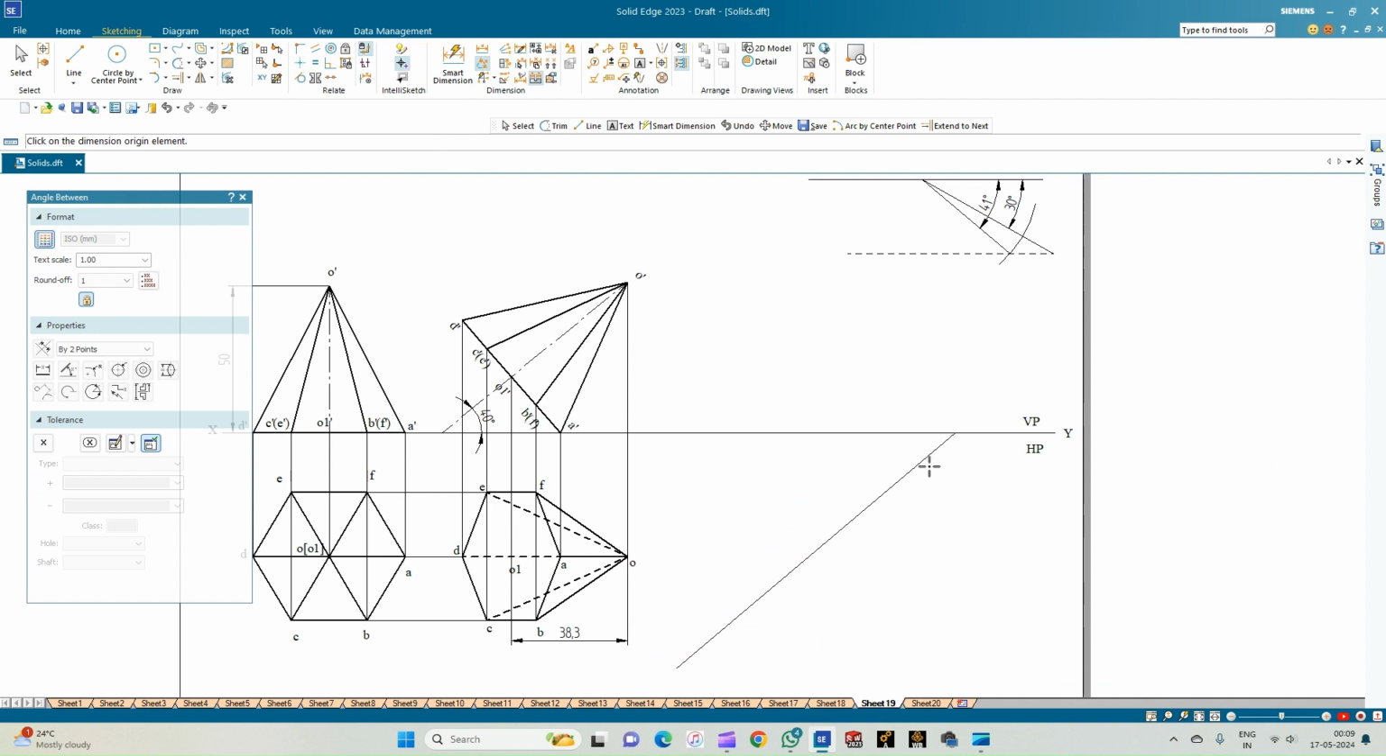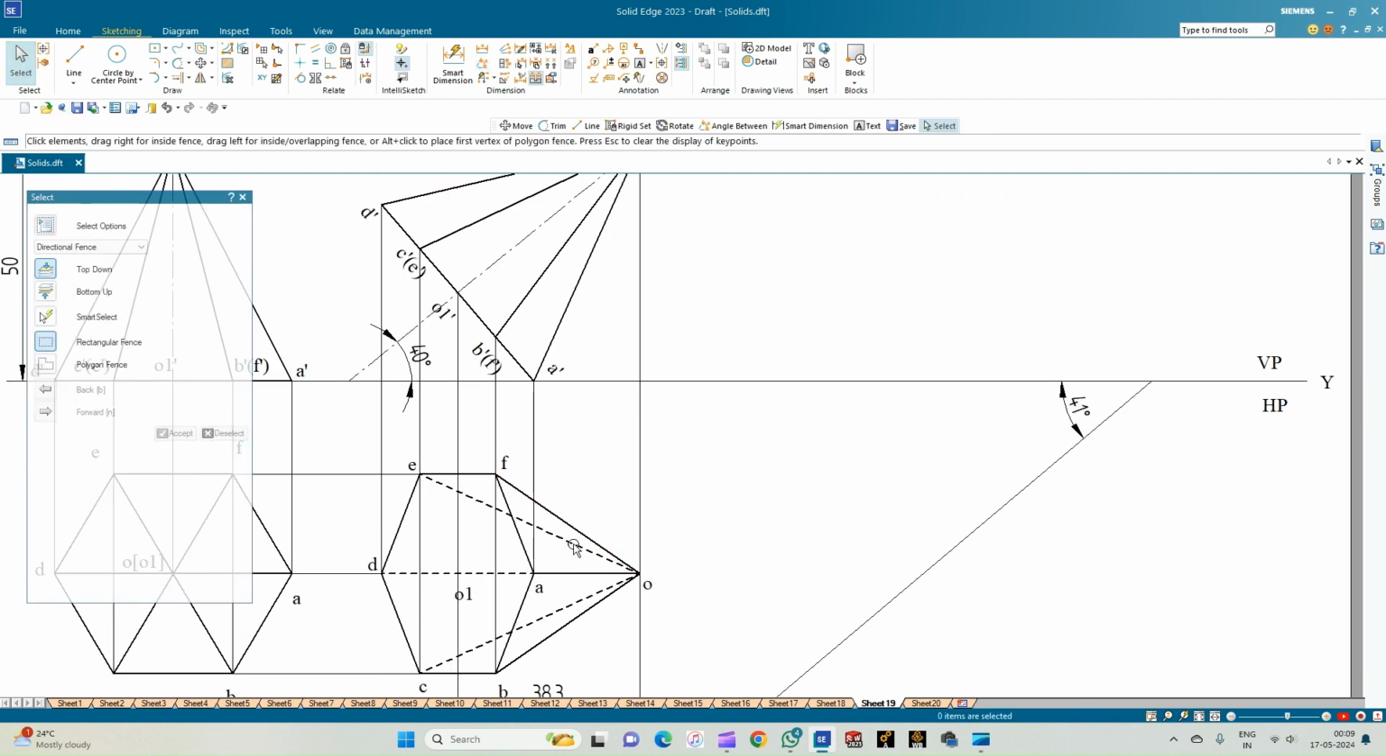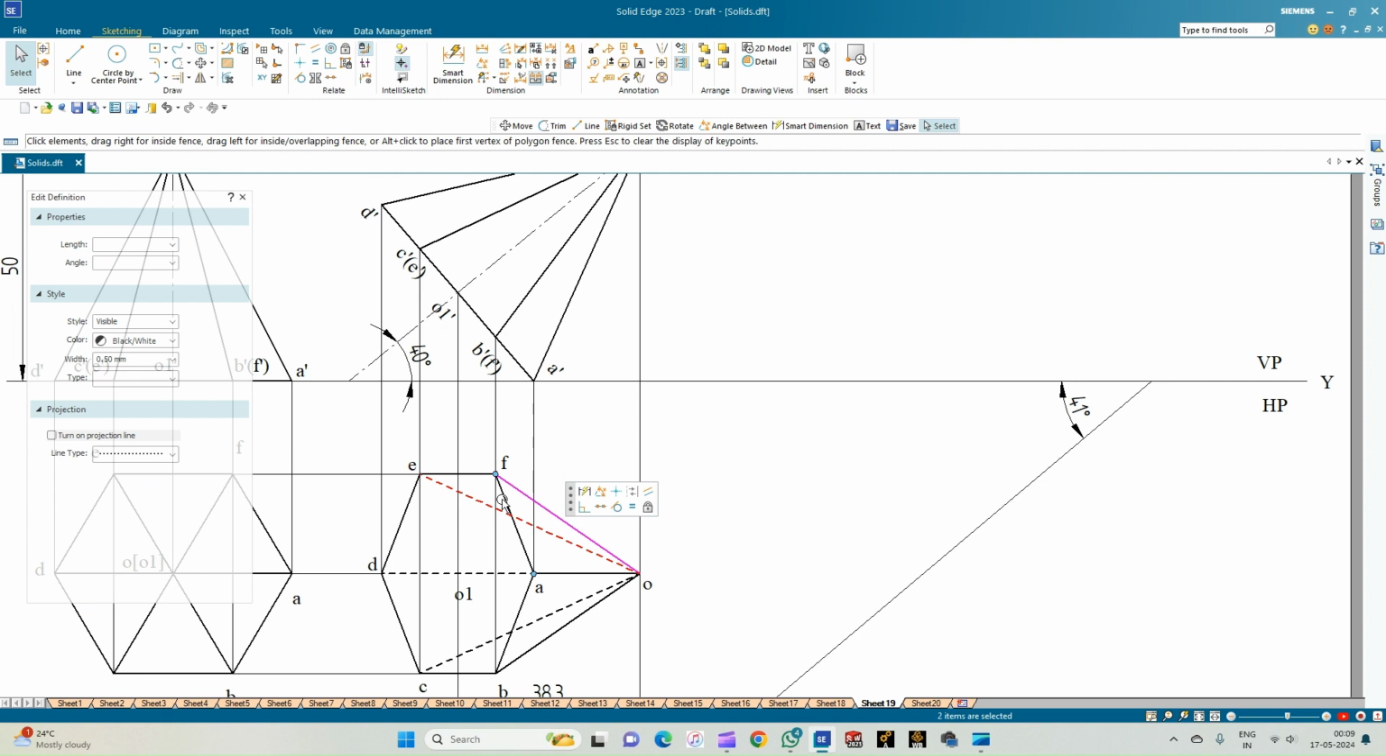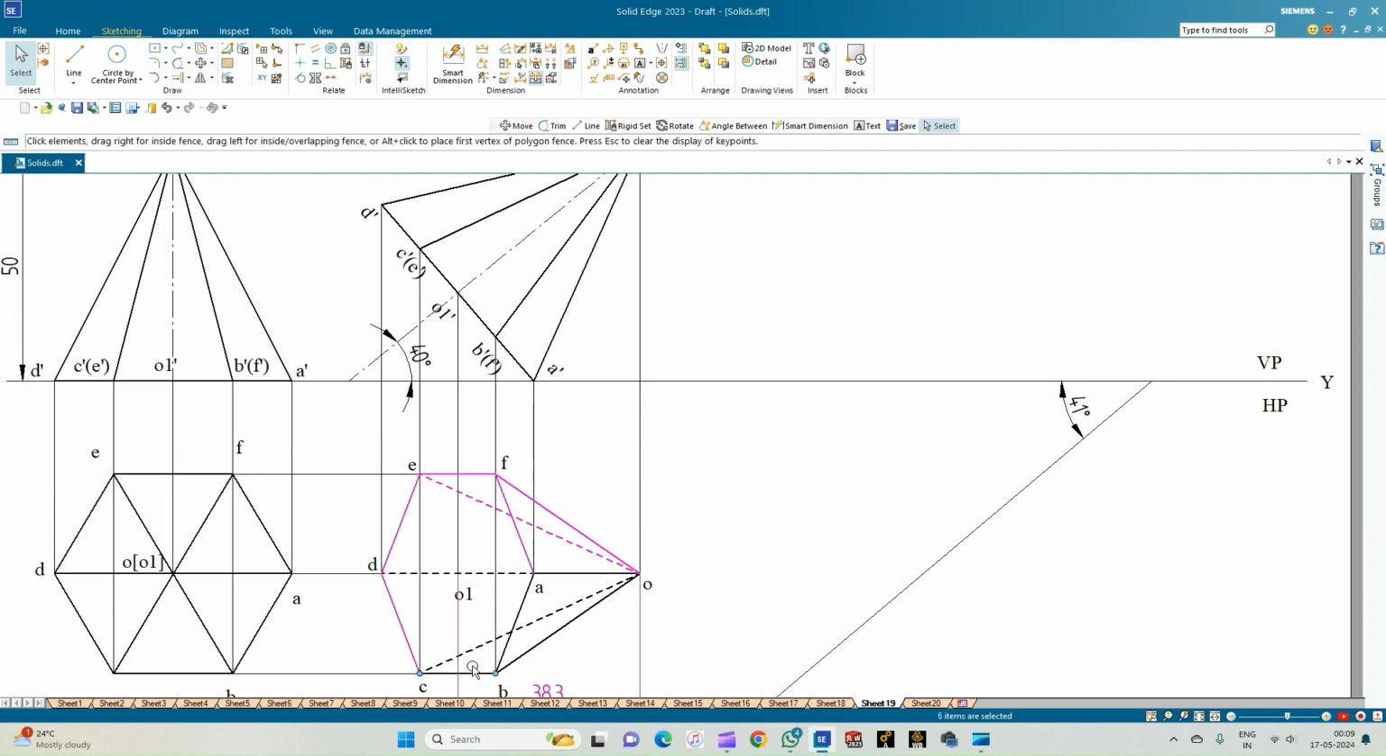Use the angle between, measure the angle is equal to 41. So on this 41 degree line, we have to align the axis of this pyramid. So now let us select all the edges of the hexagonal pyramid, outer and the inner edges, along with the axis line and the annotations.